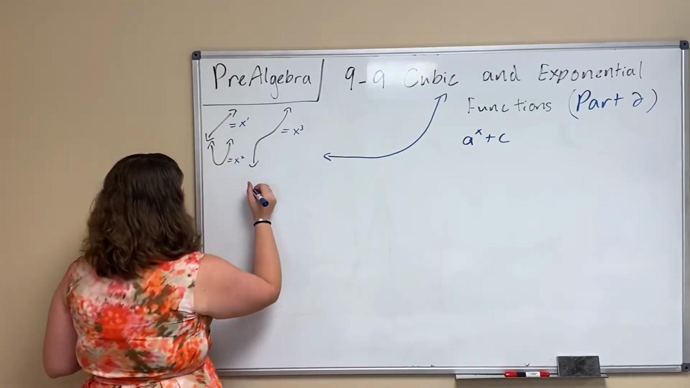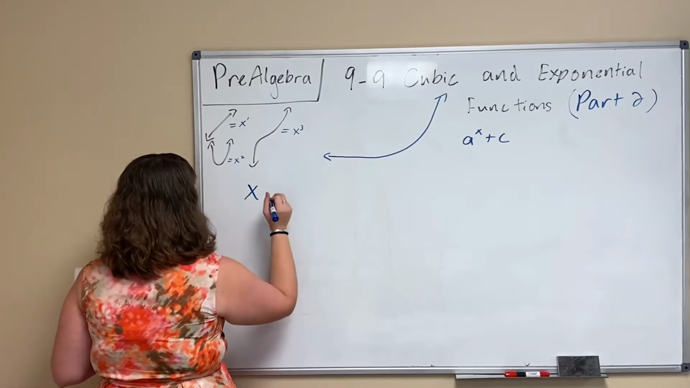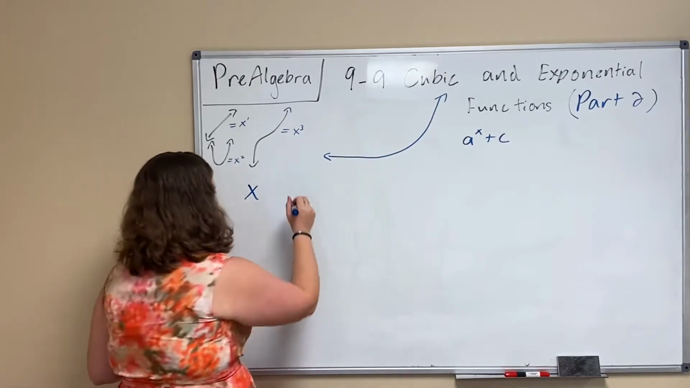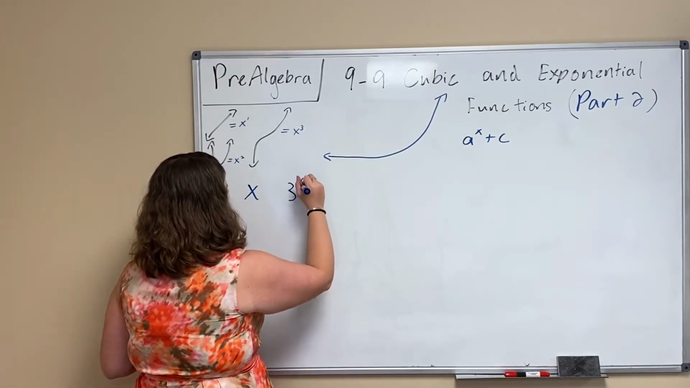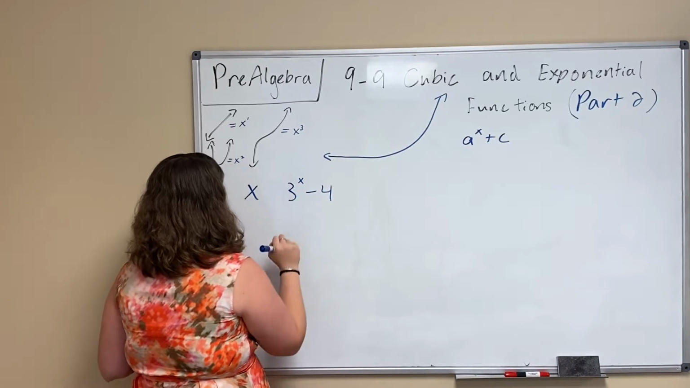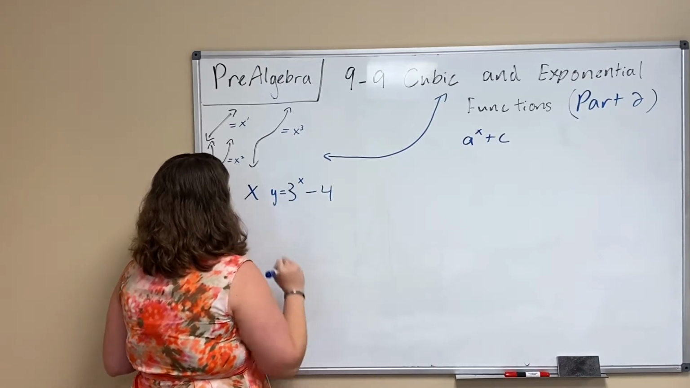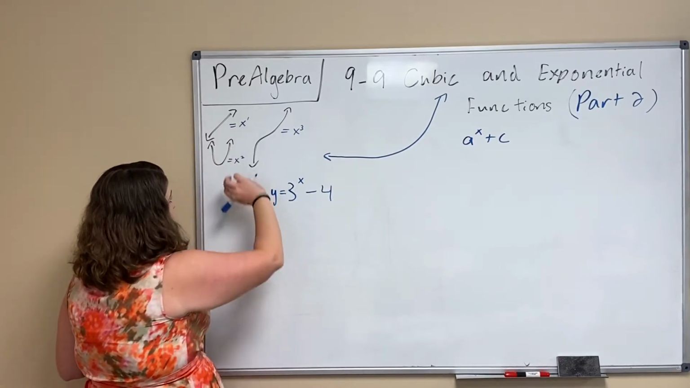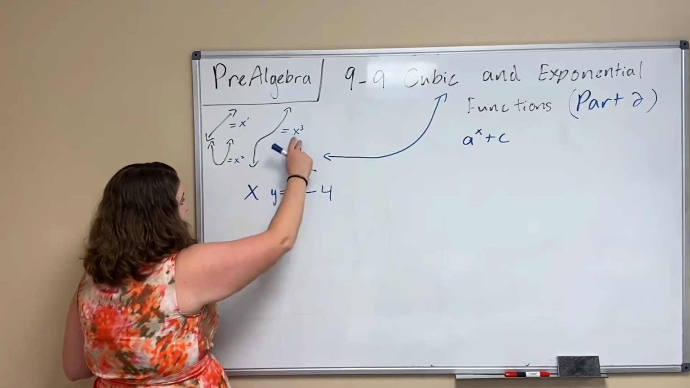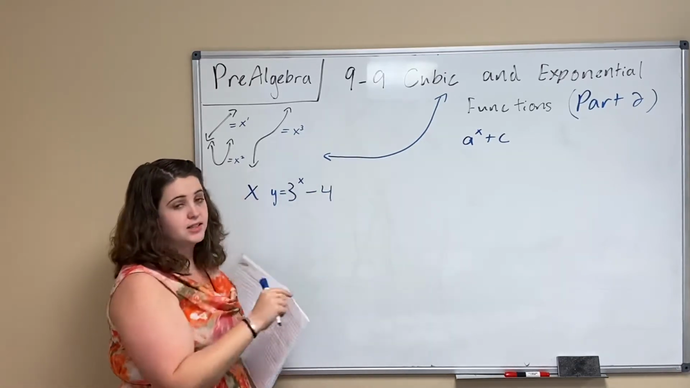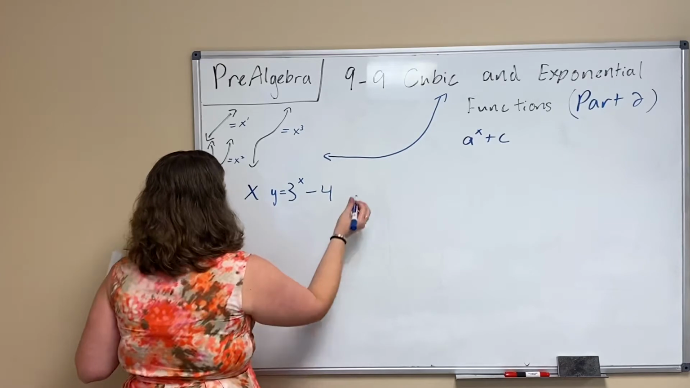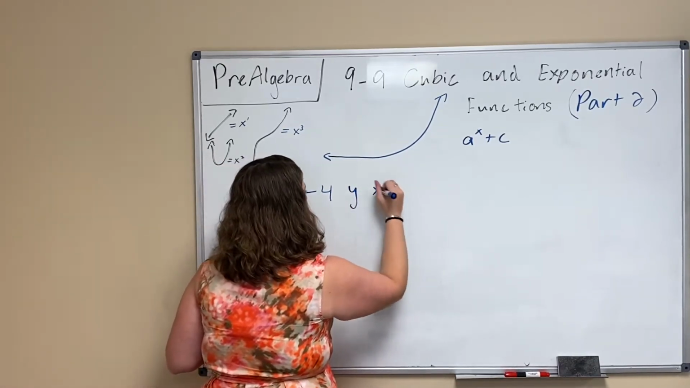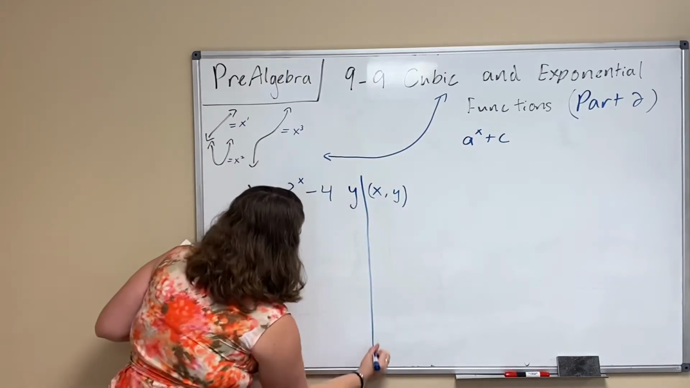So I'm going to make my table like we know how to make tables, with my x. With my function, the function we're going to use today is y equals 3 to the x minus 4. Now you see how, whereas these would be like x to the first, x to the second, x to the third, this is 3 to the x. That's how you know it's an exponential function. So I have my x, I have my function, I have my y, and my x comma y. That's going to be our points that we graph.